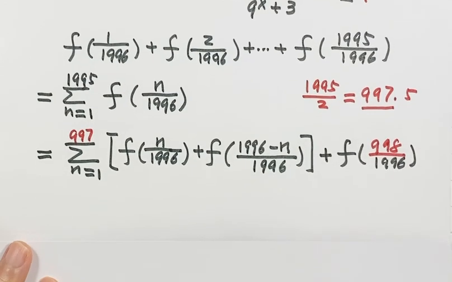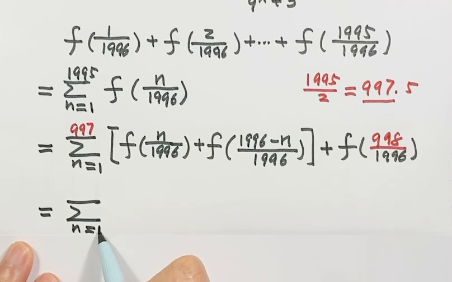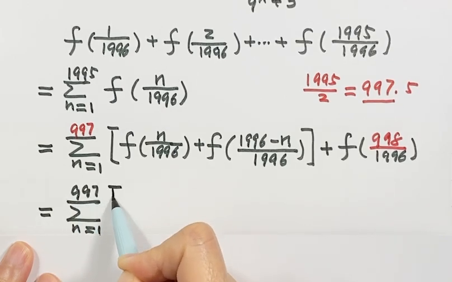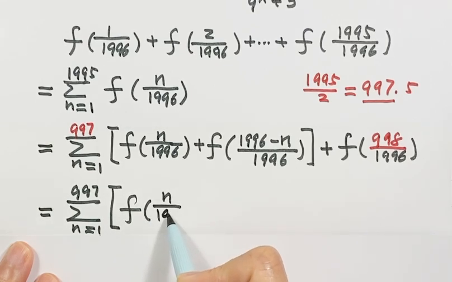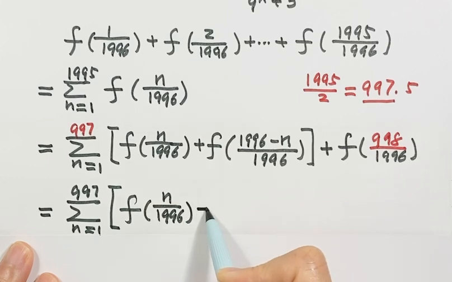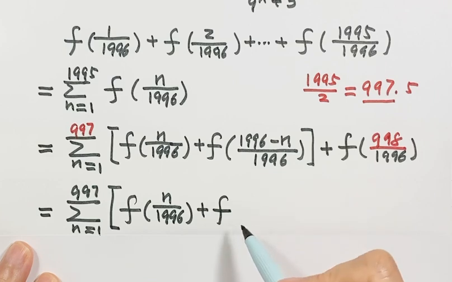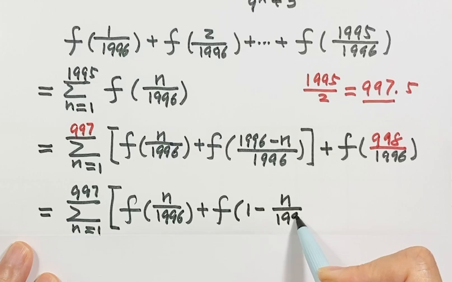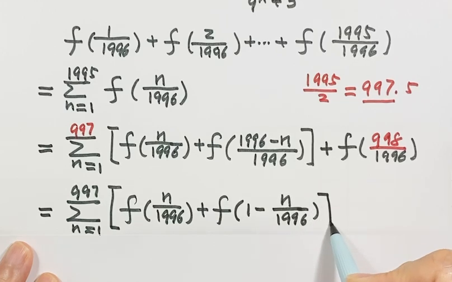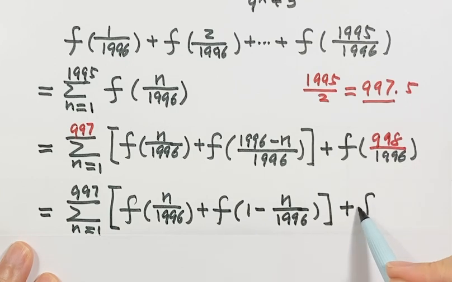Now let's see how to use the result. We have to rewrite this part, the sum. Still keep the first term. Let's rewrite this one, separating it: that will be 1 minus n over 1996. Then for this one, simplify the inside. That is 1/2.